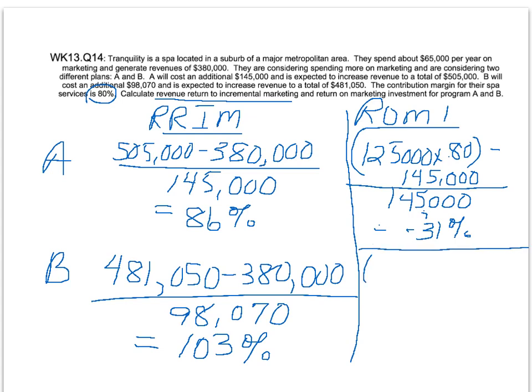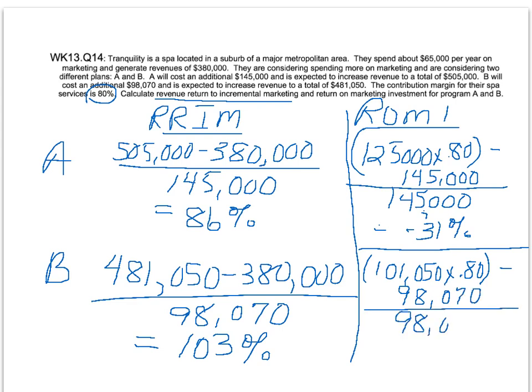For B, on the other hand, okay, the incremental revenue is $101,050 multiplied again by that contribution margin of 80% minus the expenditure of $98,070, all divided by the expenditure, which generates again a negative 17.6% return.